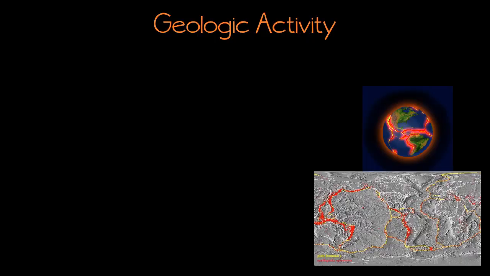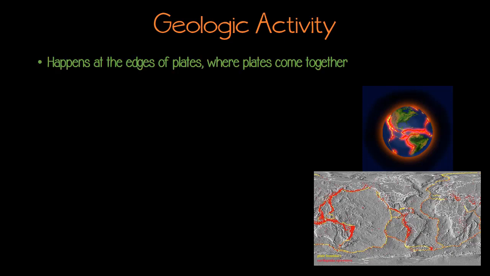Most geological activity happens at the sides or the edges of the plates because this is where two or more plates come together. And these are called plate boundaries. The word boundary means the edge of something. So plate boundaries are the edges of the plates, and that's where most of the action happens. And that's because as the plates move, sometimes they bump and grind against each other.